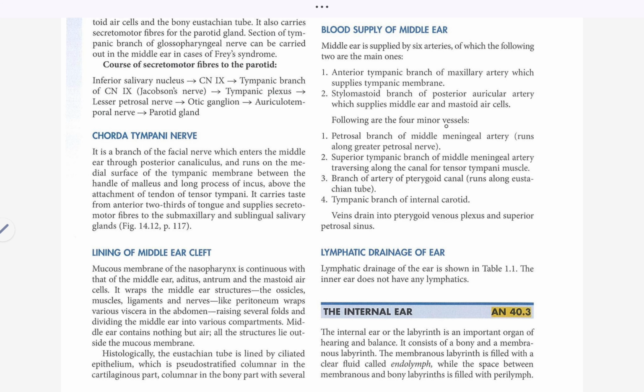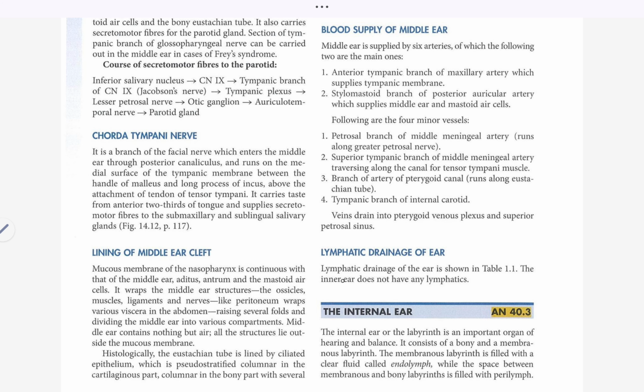Following are the four minor vessels. Petrosal branch of middle meningeal artery runs along greater petrosal nerve. Superior tympanic branch of middle meningeal artery traversing along the canal for tensor tympani muscle. Branch of artery of pterygoid canal runs along the Eustachian tube. Tympanic branch of internal carotid. Veins drain into pterygoid venous plexus and superior petrosal sinus.